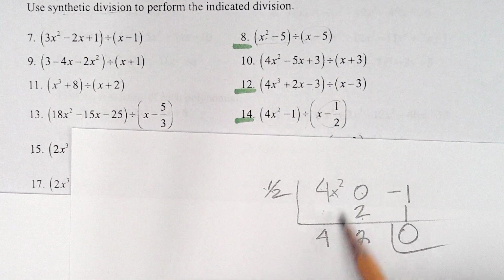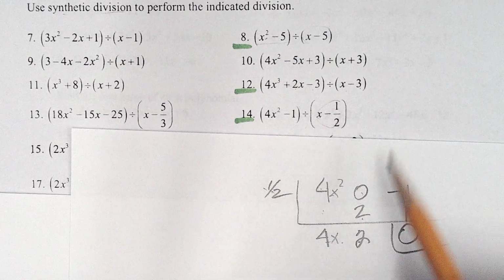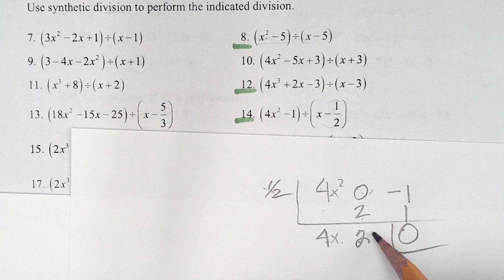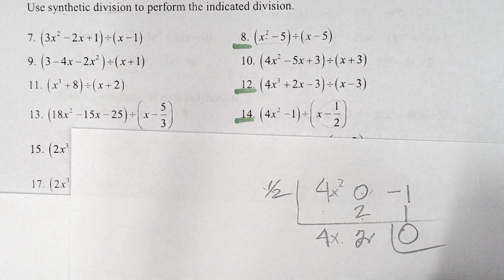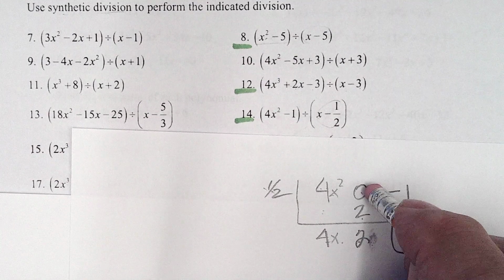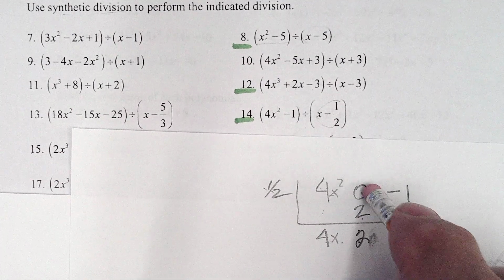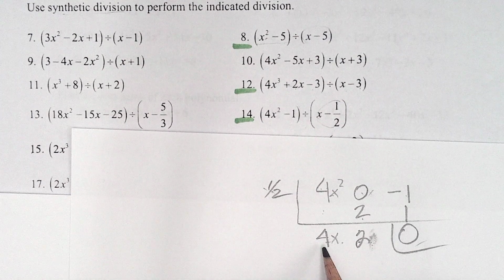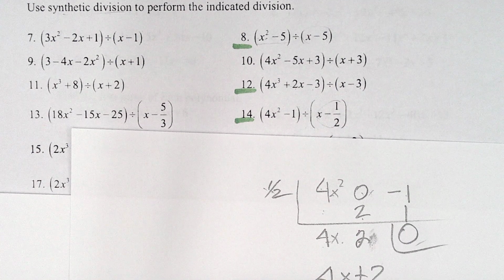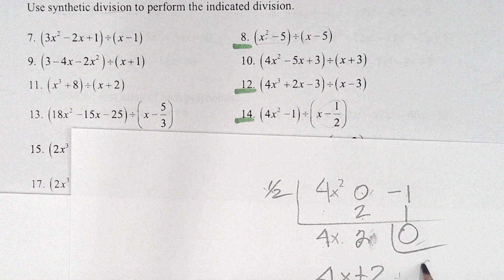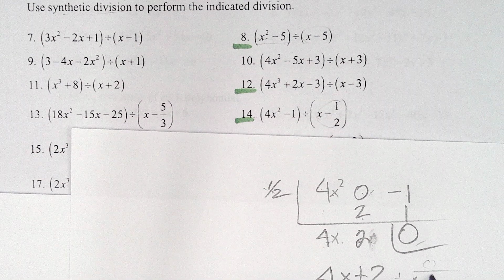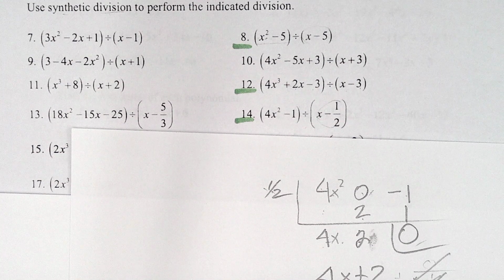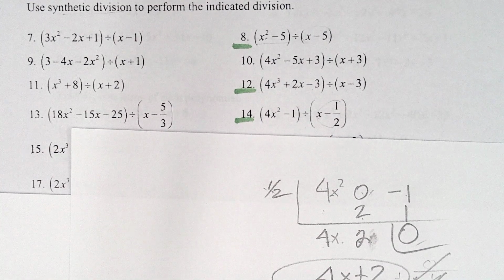4x squared goes to 4x. 0x's go to 2. 2 times a half is a constant. Goes from x to constant. There was no x's. And this was the constant. It's gone. So we get the answer is 4x plus 2 plus a remainder over x minus 1 half, which is 0 over it. So this is the quotient. That's it.